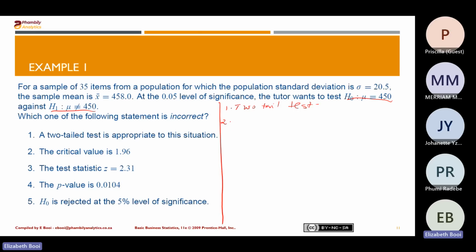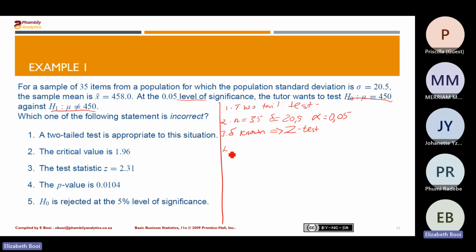Step number 2 says state what you are given. I'm given my sample size of 35. I'm given the population standard deviation of 20.5. I'm given the alpha value of 0.05, based on the statement that I have, because my alpha value is the level of significance. Statement number 3 asks, what type of test am I doing? My population standard deviation is known. So sigma is known. Therefore, I'm doing a Z test statistic.